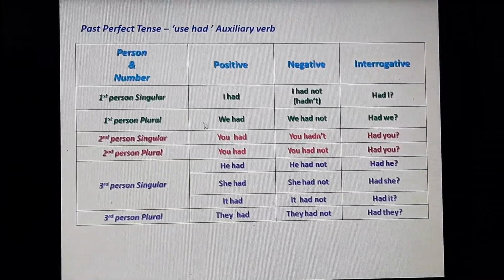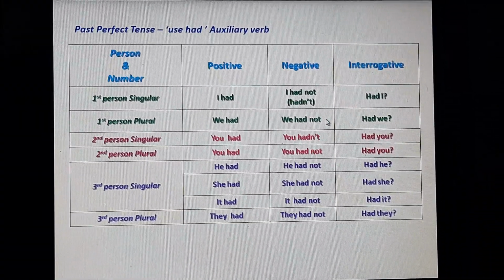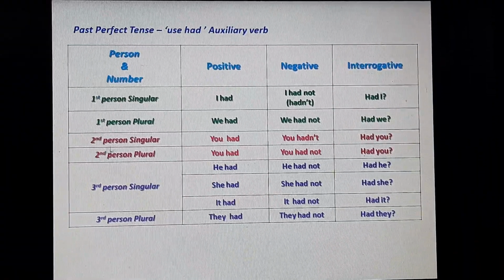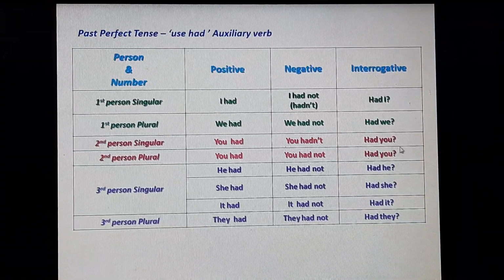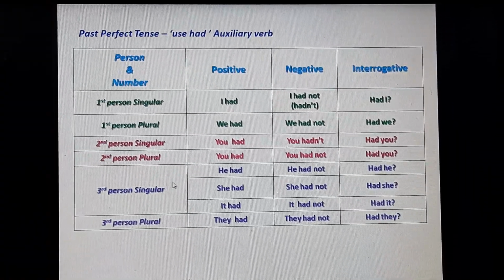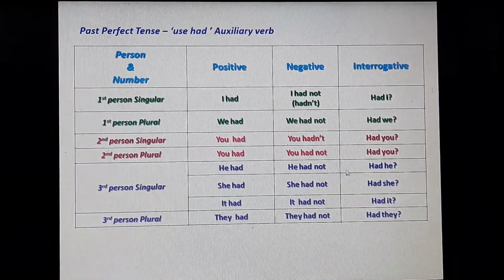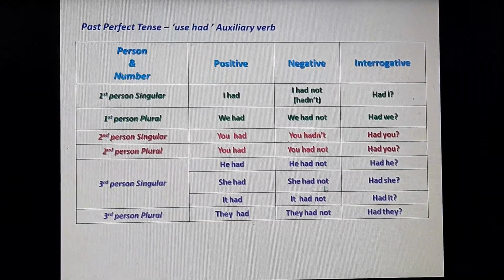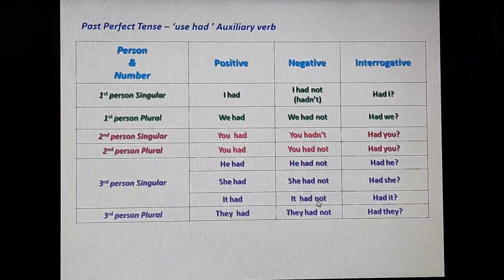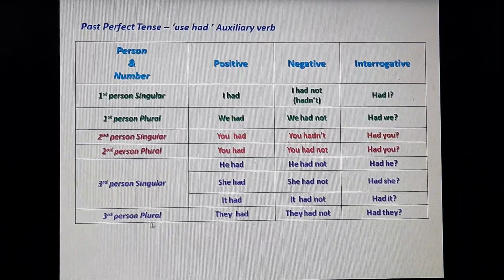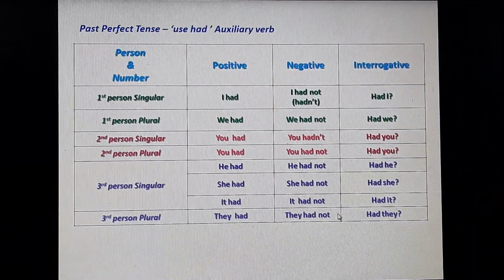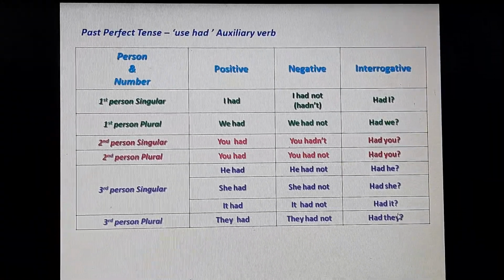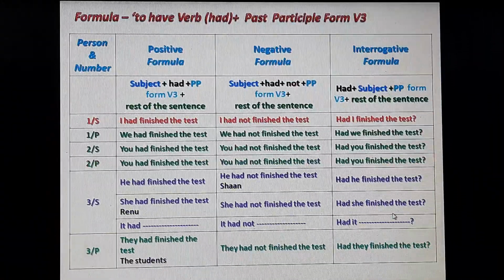First person plural, we had, we hadn't or we had not, had we. In the second person singular and plural, you had, you hadn't, had you. In the third person singular, he had, he hadn't, had he. She had, she hadn't, had she. It had, it hadn't, had it. In the third person plural, they had in the positive, they had not in the negative, had they in the interrogative.